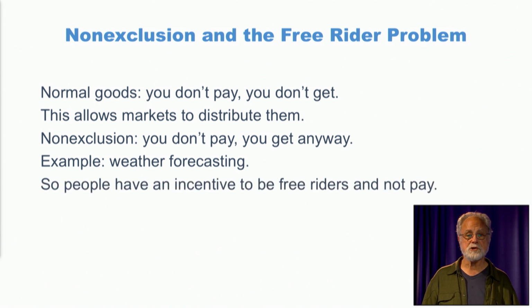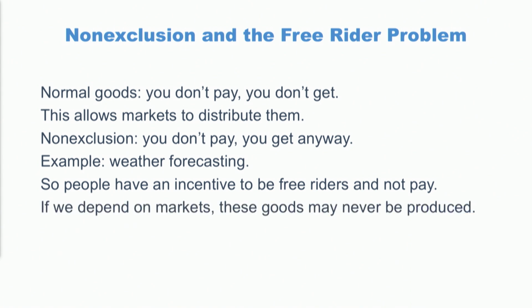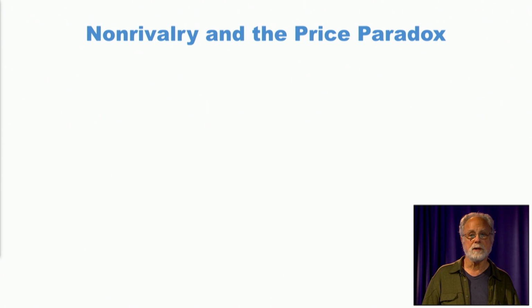Now, if you have a situation like that, there's going to be a tendency for people to say, well, that's great, why pay? I'll just get the service and I won't pay for it. That's called the free rider problem. If you rely on markets to distribute goods, and if you have a free rider problem where people get the good if they don't pay for it, that actually is a market failure. That market won't even arise. You won't get a market in that good because nobody will pay anything for it. That's a problem. The other problem is the problem of non-rivalry.